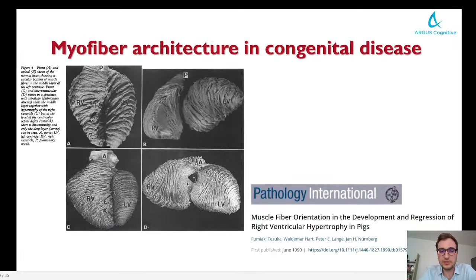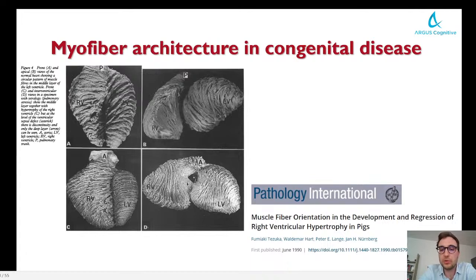We have this interesting study here about the muscle fiber orientation in patients with tetralogy of Fallot. What we can see here is that compared to healthy individuals, patients with tetralogy of Fallot have that middle circumferential myocardium layer that usually characterizes only the left ventricle. However, in this congenital heart disease, this circumferential myofiber layer is present also in the right ventricle, and it will have a definite importance that we will see later.